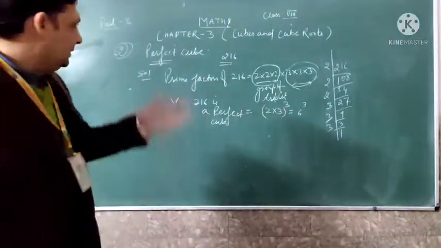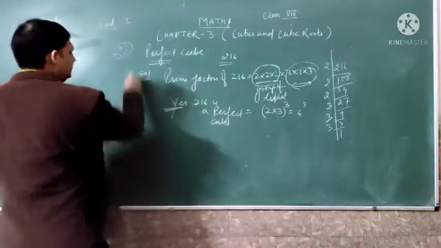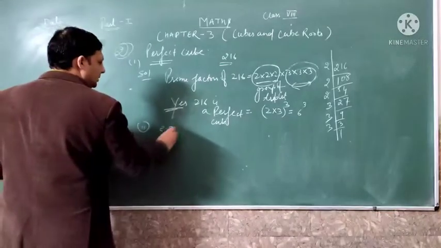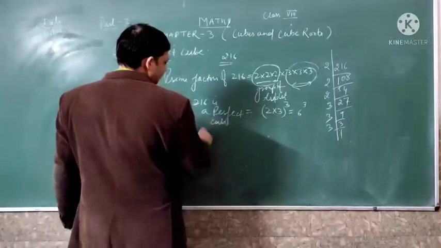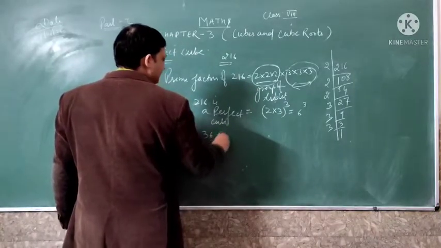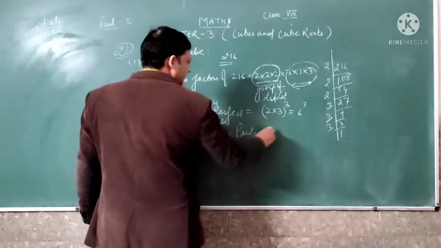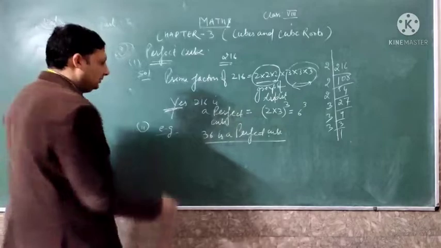I will take another example. Second example. Now I want to check whether 36 is a perfect cube number. Again, what will I do? I will find the prime factors.